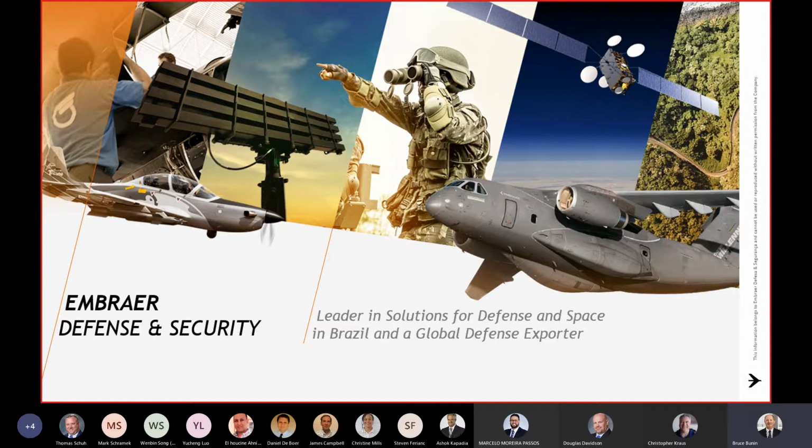Since then, we've been selling A-29s through FMS contracts to other countries, including Portugal, and currently we're producing them for Nigeria. And we've also signed a contract to deliver 3 of the airplanes to the U.S. Air Force, actually for Air Force Special Operations Command, for their combat air advisory mission.